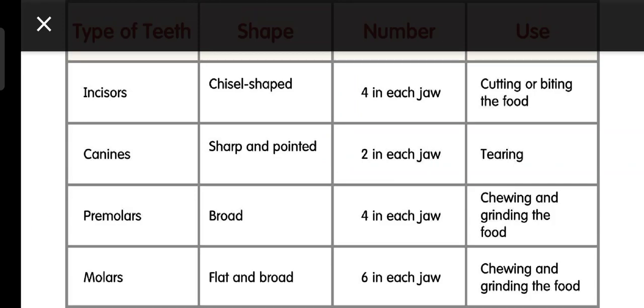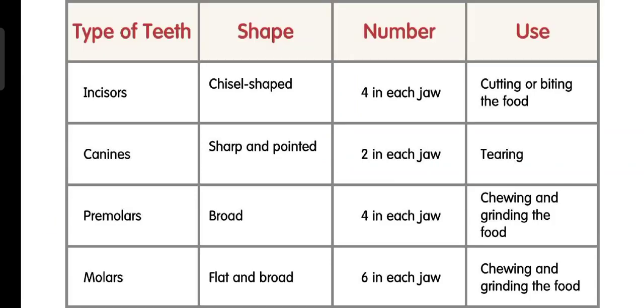So these are the types of teeth, their shapes, numbers, and uses. Incisors are chisel shaped, four in each jaw. Students, we have two jaws, the upper jaw and the lower jaw. So we have four incisors in each jaw, four on the downside and four on the upside. We use this type of teeth for cutting or biting the food.